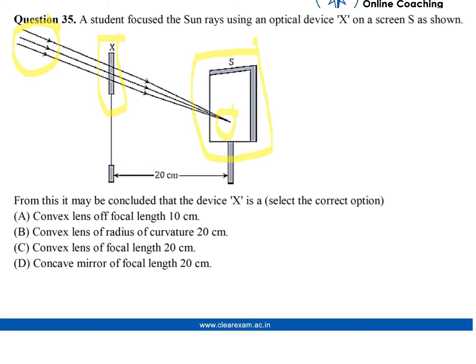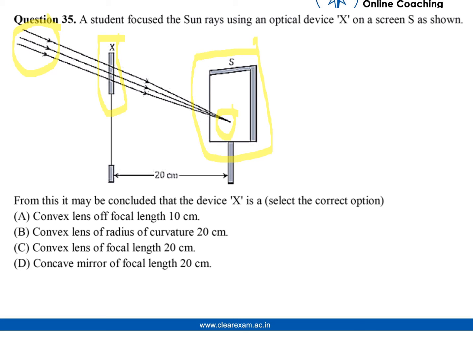Now we have to identify this optical device X. For this, in the question we are given four options. First one is convex lens of focal length 10 centimeter, then convex lens of radius of curvature 20 centimeter, third option convex lens of focal length 20 centimeter, and last is concave mirror of focal length 20 centimeters.